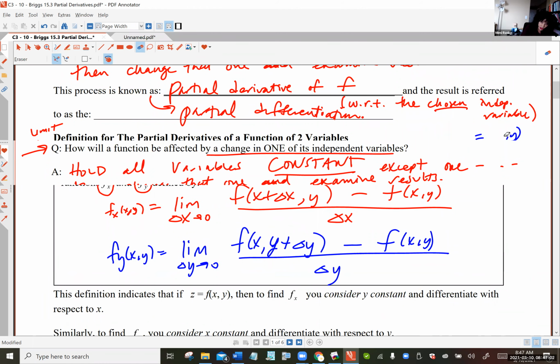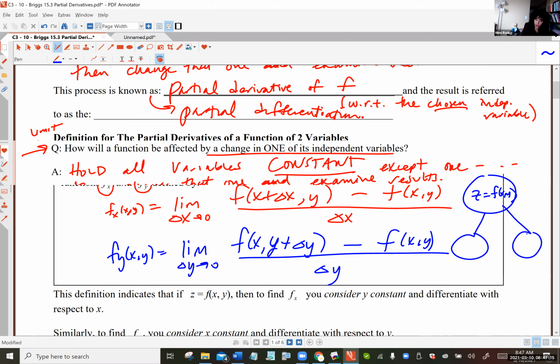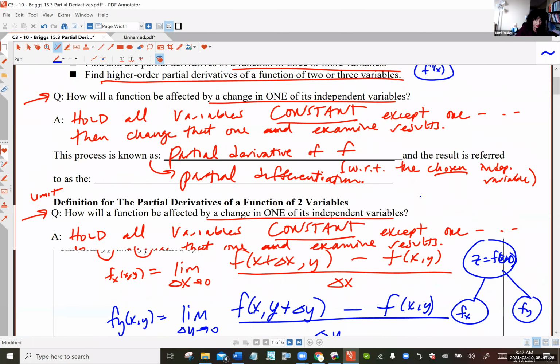But here in Calc 3, it's going to look a little different. You've got a function of 2 variables, x and y. So the parent function here at the top will be this bubble. And then it has 2 first derivatives, 1 for each of its variables. So you'll have an f_x and an f_y. No, I don't want to talk about second partials yet. Let's just keep it simple. So how do you get these partials?